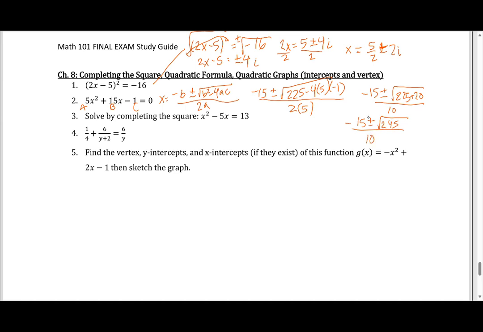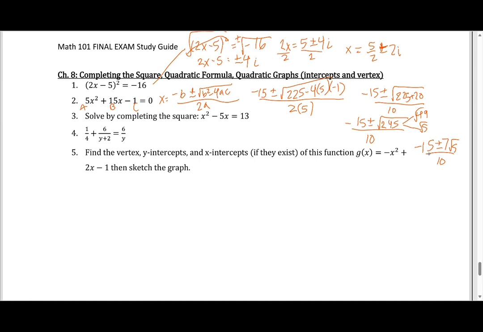Last thing we want to do is see if that 245 simplifies at all. And it turns out that is actually 49 times 5. If we split up those square roots, it becomes negative 15 plus or minus square root of 49 is 7, root 5 over 10. Just like on number 1, you can leave it that way, or you can give them each their own 10 and simplify from there, or you can just leave it like that.